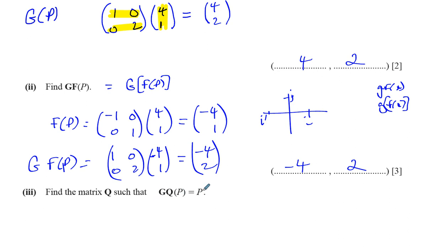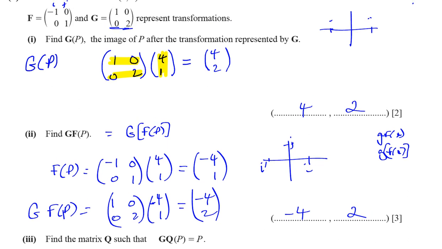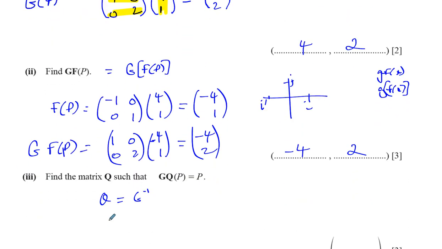Now, the thing that undoes a transformation matrix is its inverse. So basically, we know that Q is equal to the inverse of matrix G. They're basically telling you to find the inverse of matrix G. Now, matrix G is 1, 0, 0, 2. So the matrix G is 1, 0, 0, 2.